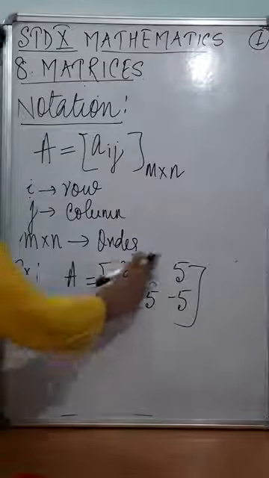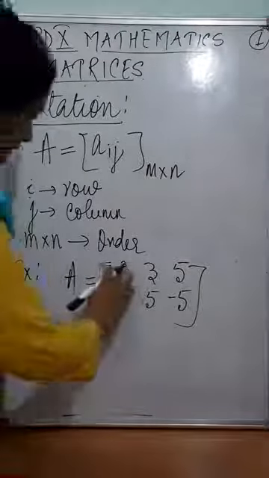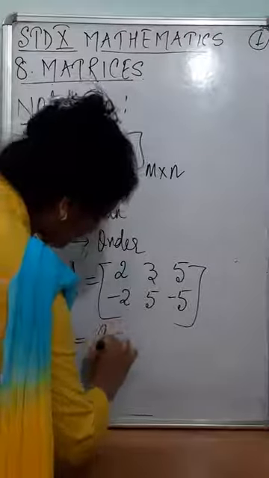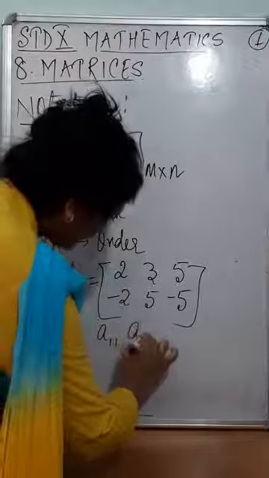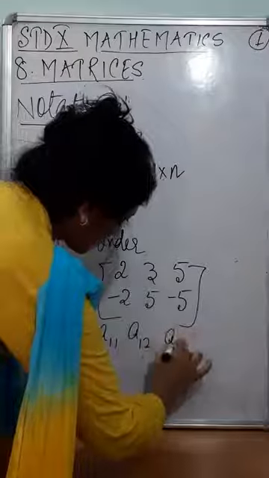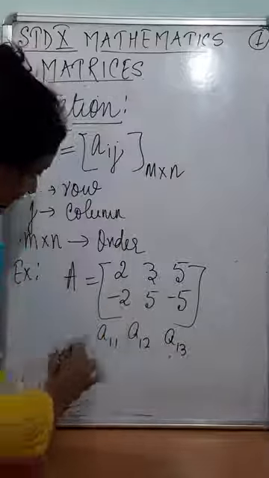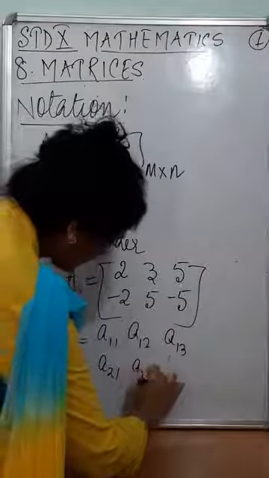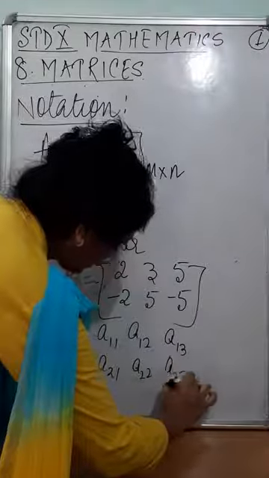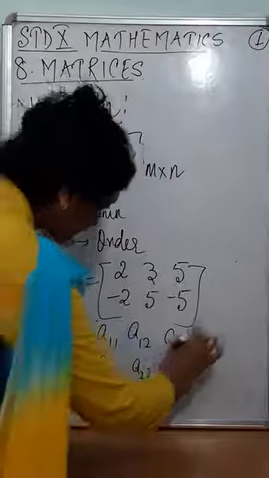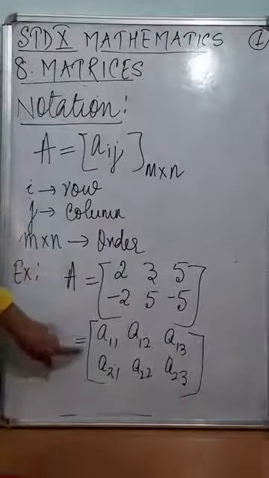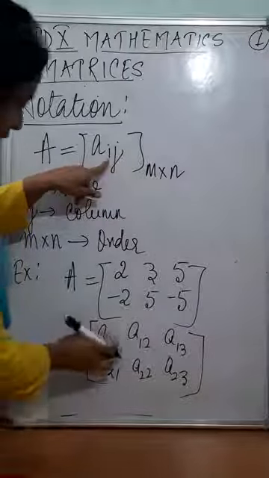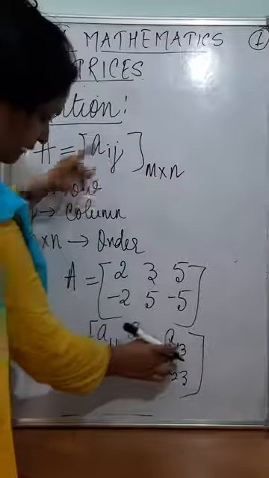For example, if you have a matrix this way, then it can be compared to this: A, first row, first column, then first row, second column, first row, third column, then comes second row, first column, second row, second column, second row, third column, right? It can be compared to this matrix in the form of a_ij. i is the row. So this is the first row. You see 1, 1, 1, the suffix.